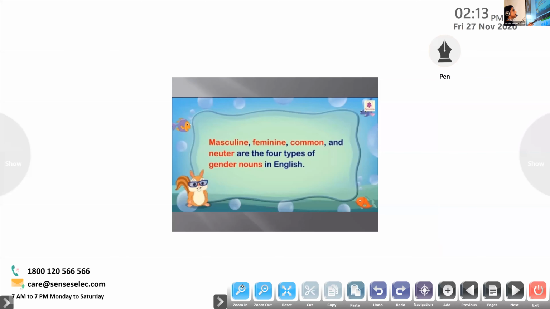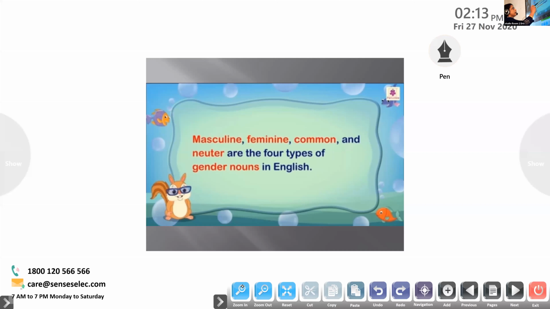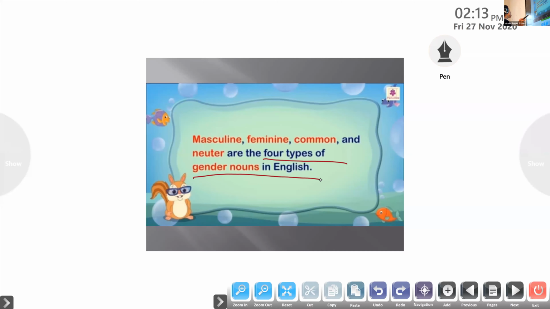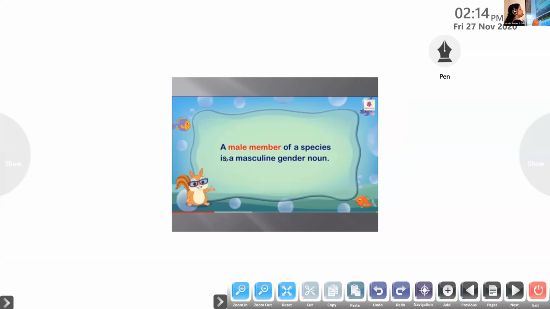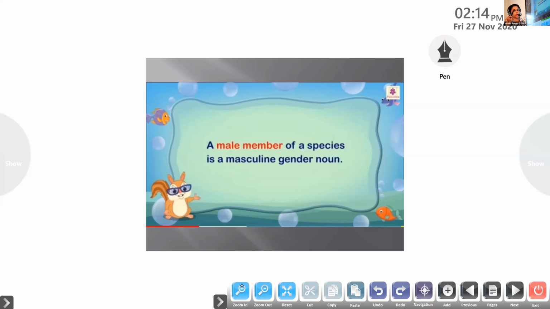Genders are a very easy topic. There are 4 types of gender nouns in English. Are you all listening? The first one is the masculine gender. The second one is the feminine gender. The third one is the common gender. And the fourth one is the neuter gender. Is that clear? Masculine, feminine, common, and neuter gender. Now we'll move on to them one by one in detail.